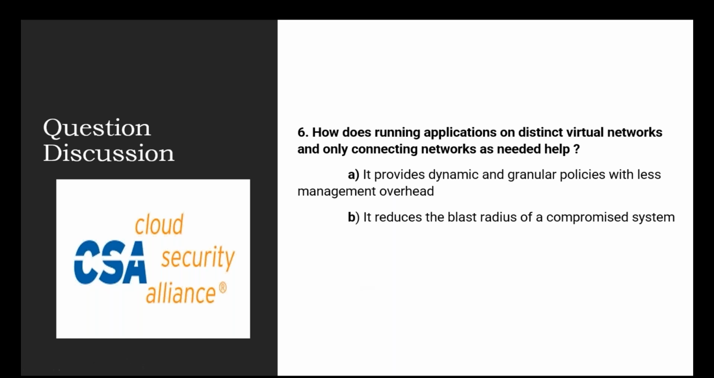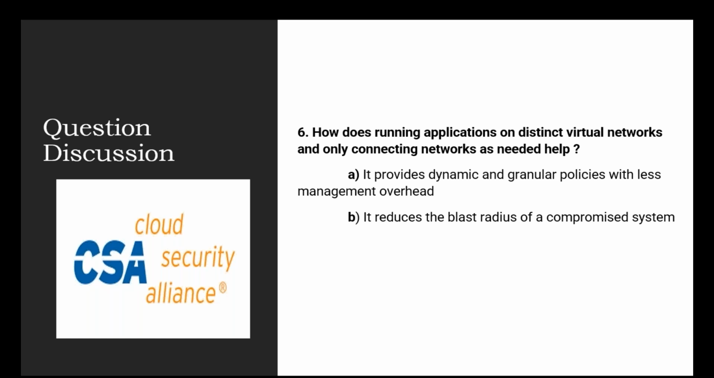And the next question is, how does running an application, and this time I had limited the scope. I mean, I had given you only two options, so you can select the best response here. How does running an application on a distinct virtual network, and only connecting networks as needed, help you? What it is asking is, if you divide the virtual network and keep different applications on different virtual networks, is it going to help you, and if it is, then how?